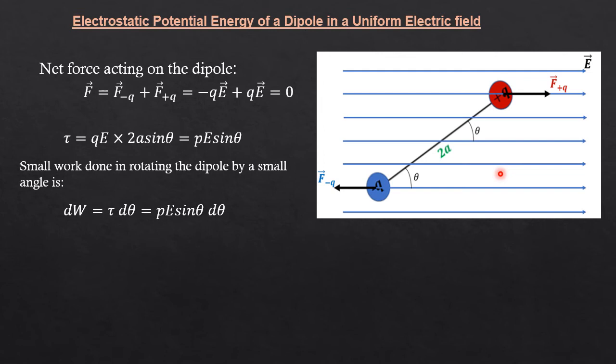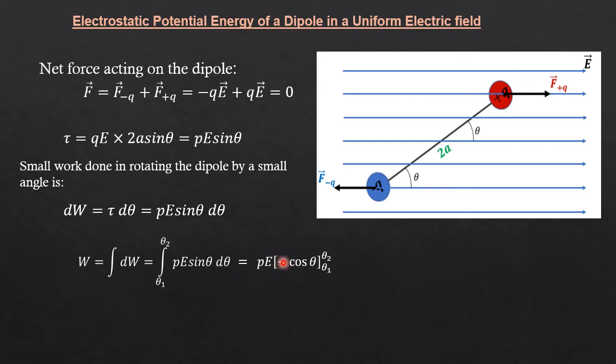Now we are going to calculate the total work done to rotate this dipole from angle theta 1 to angle theta 2. For that you have to use integration. So you'll get W, the total work done, is equal to integral dW, is equal to integral from theta 1 to theta 2 of pE sin theta d theta. Since for a given dipole p is constant, and the uniform electric field E is also constant, you can take p and E outside the integration and you will be left with p E into integral sin theta d theta. What is integral sin theta d theta? You know that it is minus cos theta. So you will get pE into minus cos theta from theta 1 to theta 2.